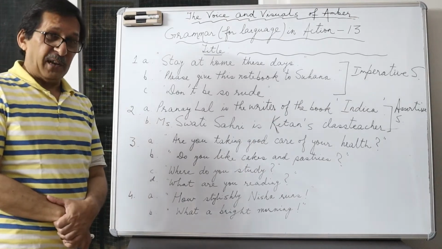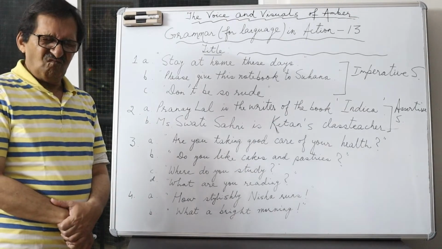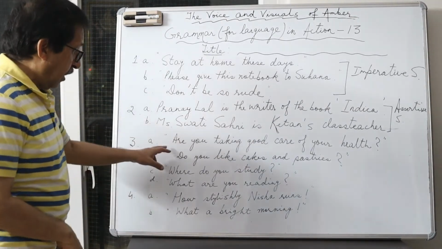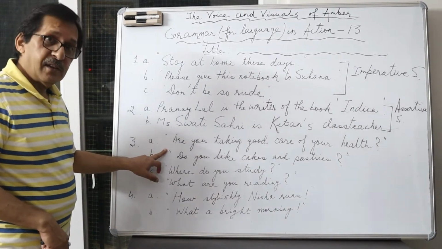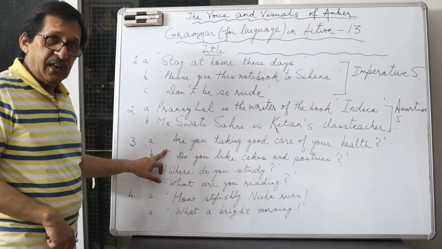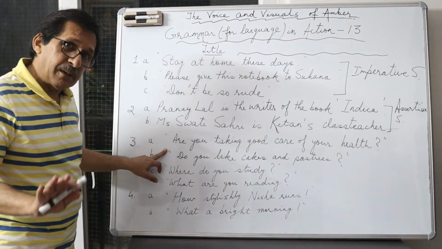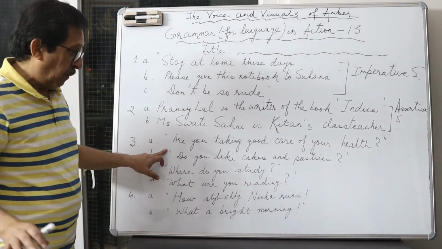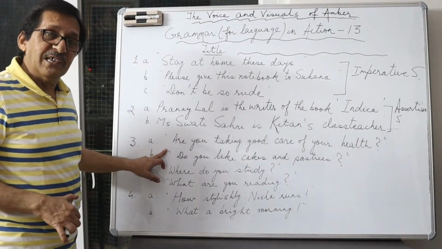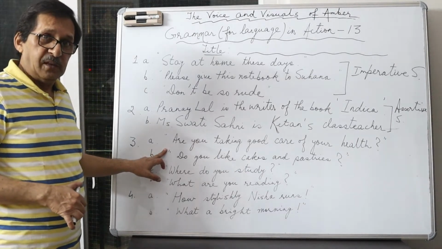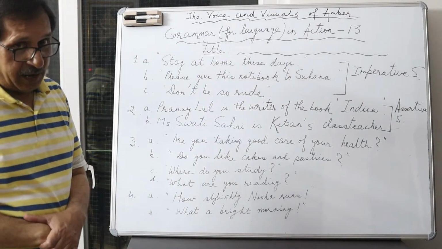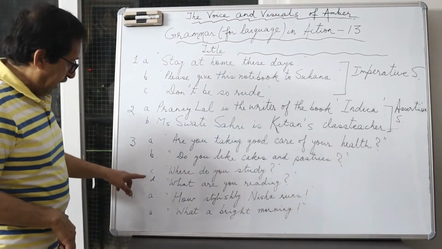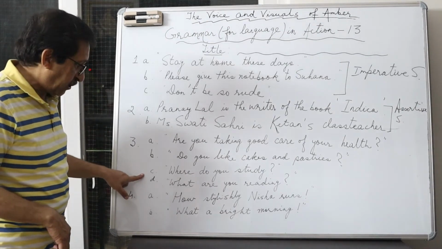Do you like cakes and pastries? No. Okay? So you have the first kind of a question where the answer could be a simple yes or no. So this is therefore a yes-no type of question, and we call it YNQ. YNQ. And what is the second kind of question?